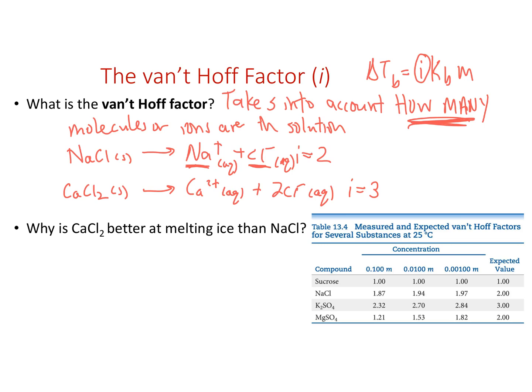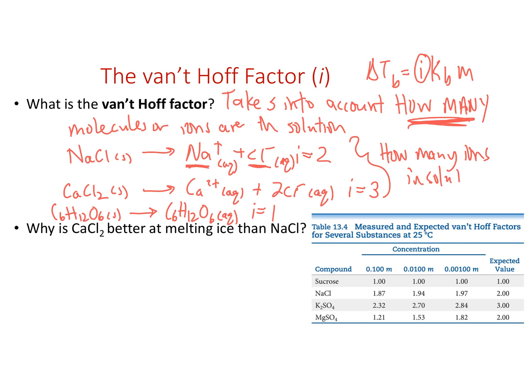And the last example would be something like glucose, C6H12O6 solid. Sure, it's soluble in solution, but it's a molecular compound, so it goes into solution as a molecule. It does not ionize. And that Van't Hoff factor would be 1, because I only have one thing in solution. I have one molecule of glucose in solution. So for anything that's ionic, we need to figure out how many ions we have in solution. For anything that's molecular, the Van't Hoff factor would always be 1.